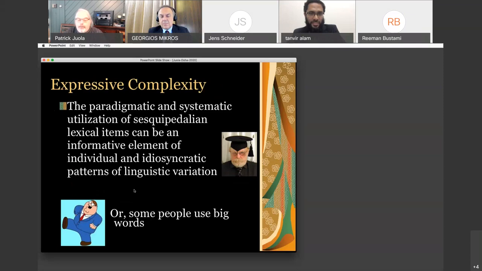Now, I could say that the paradigmatic and systematic utilization of sesquipedalian lexical items can be an informative element of individual and idiosyncratic patterns of linguistic variation. I could say that, but no one would understand me. But I can say the same thing if I just say some people use big words. What's the difference between the sort of person who writes the first against the sort of person who writes the second?